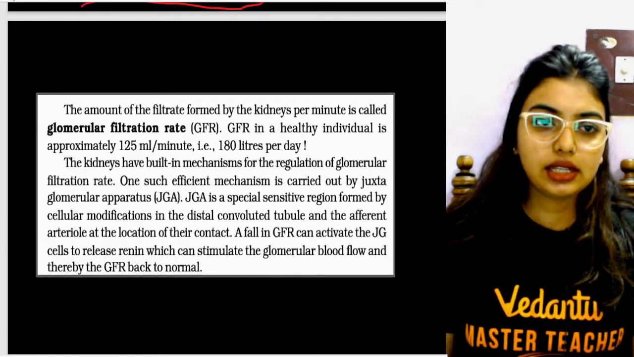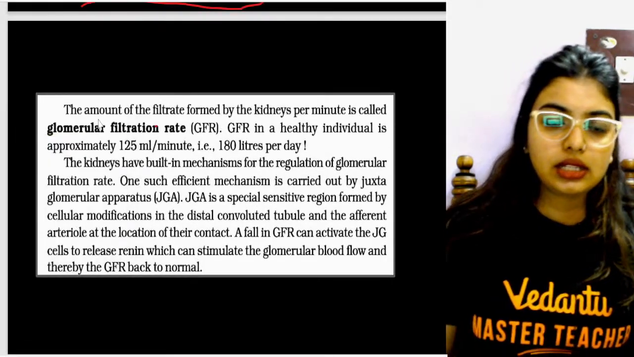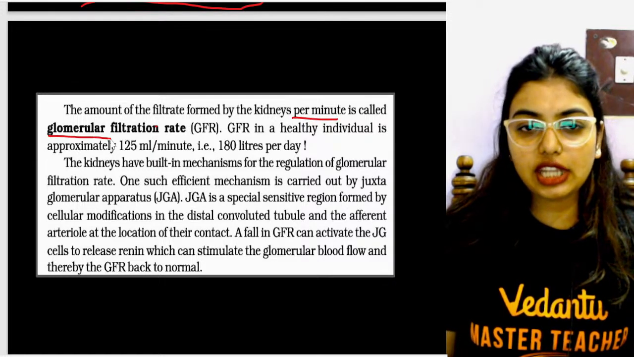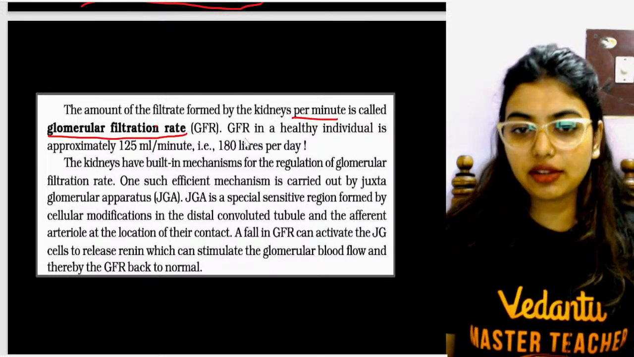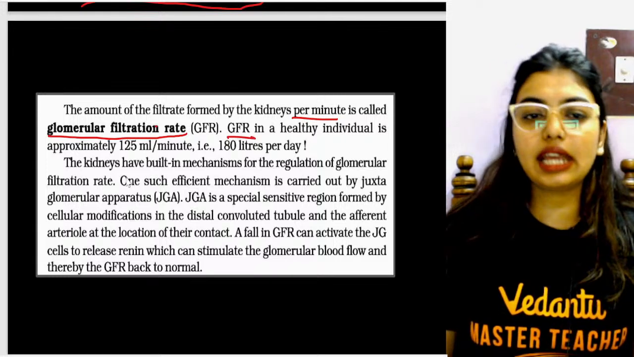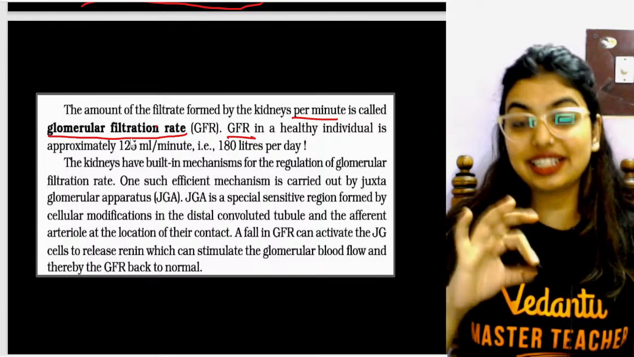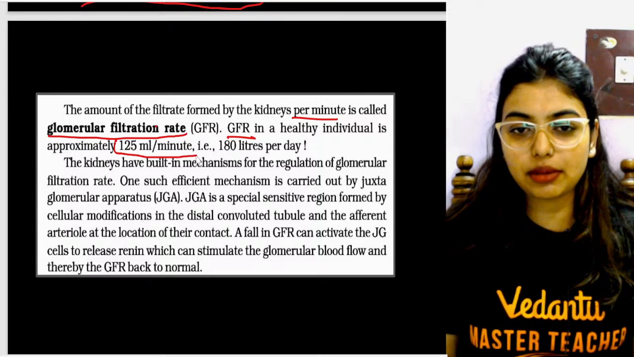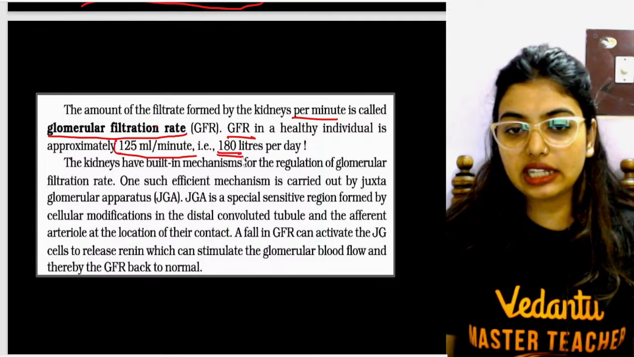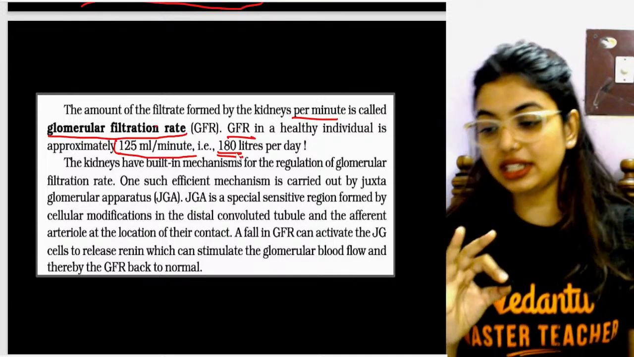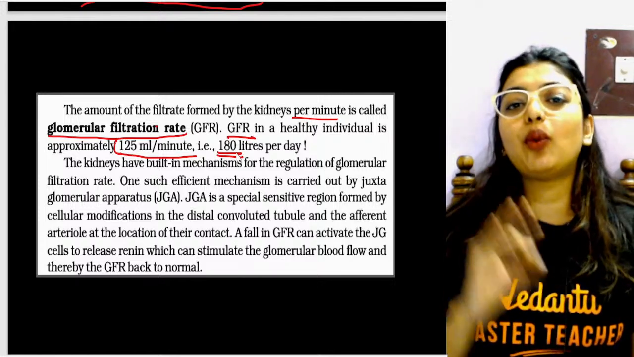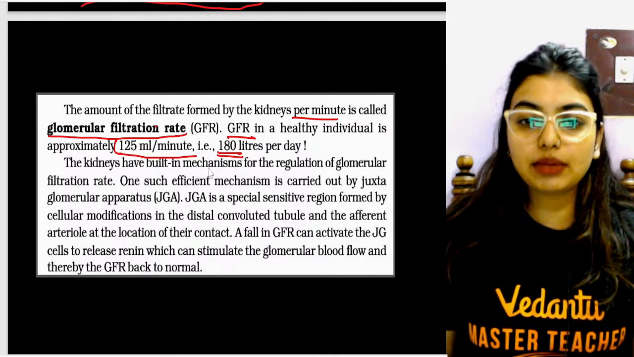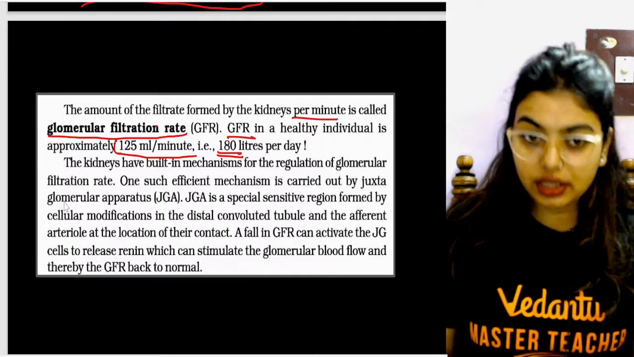Now see here what I told. The amount of filtrate formed by the kidney per minute is called the GFR, the glomerular filtration rate. GFR in a healthy individual is approximately 125 ml per minute. That is 180 liters per day. But out of this 180 liters, only 1 to 1.5 liters of urine will be expelled. Now the kidney has a built-in mechanism for regulation of glomerular filtration rate.